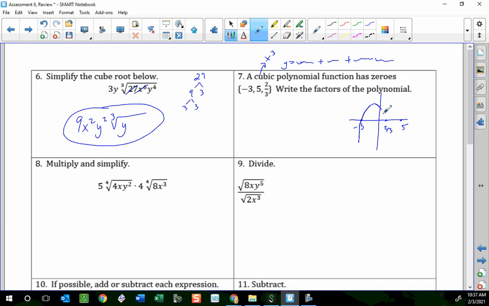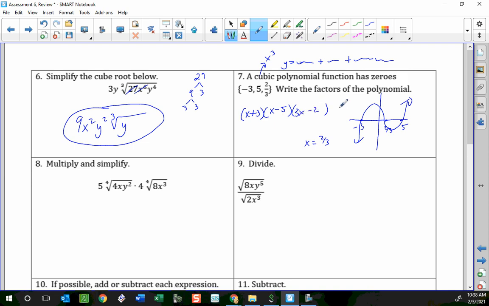So, you know, it might look like this. It might come up, go back down, go back up through there, whatever. It doesn't have to look like that, and you don't have to know that right now, but we want to write the factors. So the factors for -3, the factor would be x plus 3, because it's crossing at -3. For 5, it'd be x minus 5. Remember, it's always opposite. And then for 2/3, that would be, remember, we got x equals 2/3, so it'd be 3x, and then minus 2.